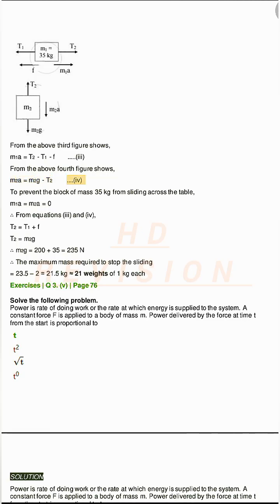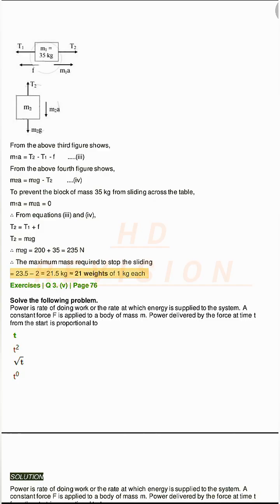To prevent the block of mass 35 kilograms from sliding across the table, M1 a = M2 a = 0. Therefore, from equations (i) and (ii), T2 = T1 + F, and T2 = M2 g. Therefore M2 g = 200 + 35 = 235 N. Therefore the maximum mass required to stop the sliding = 23.5 kilograms approximately equals 21.5 kilograms, approximately equals 21 weights of 1 kilogram each.